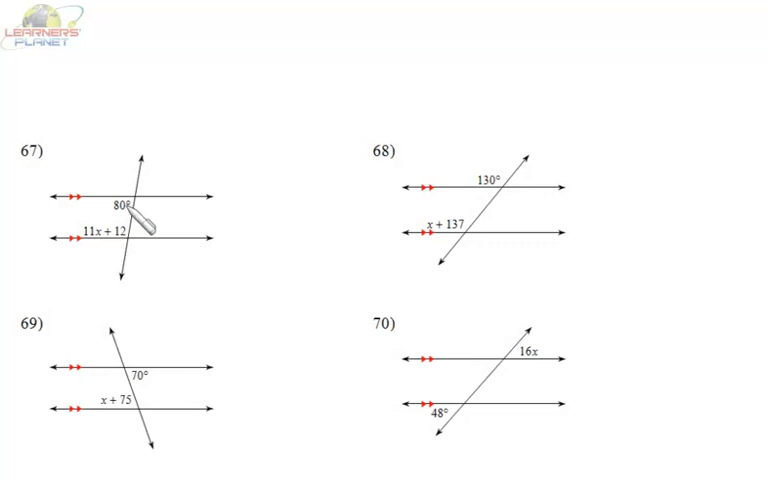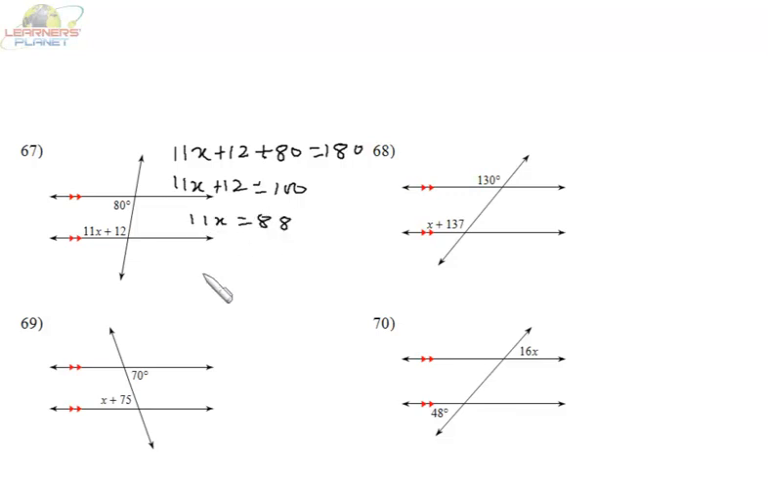Now, here we see both of these are co-interior angles and their sum must be 180. So let's write the equation. It's 11x plus 12 plus 80 is 180. So 11x plus 12 is 100. So 11x is 88 and that means x is equal to 8. Isn't it quite easy?